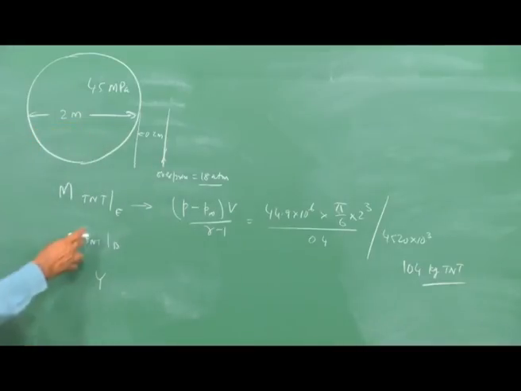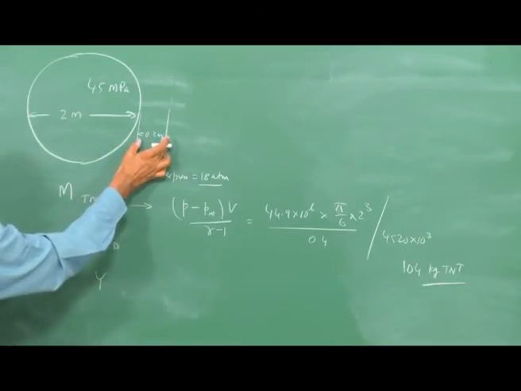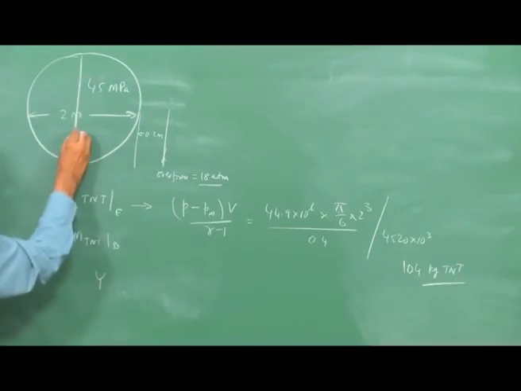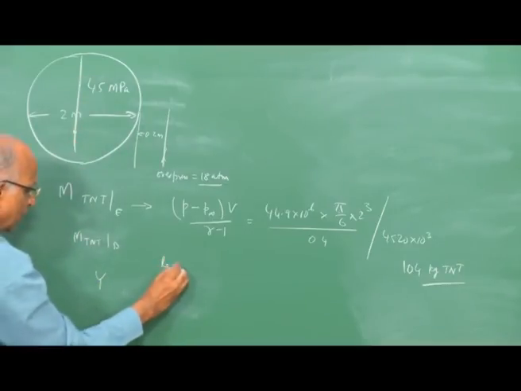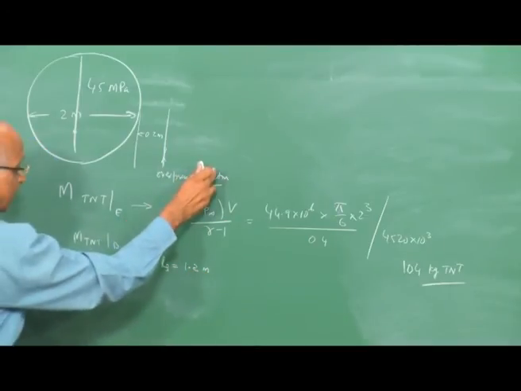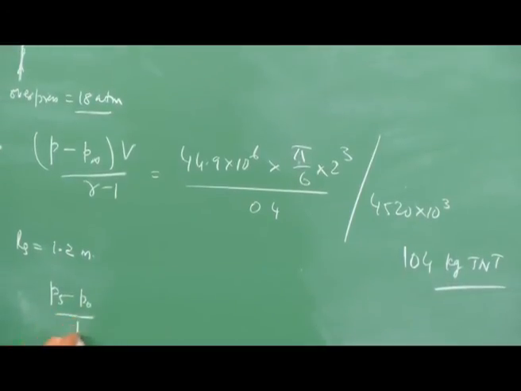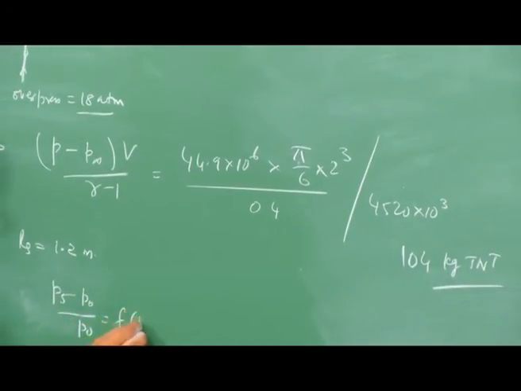Now I have to calculate the effect of the blast, and what do I do? I do a similar exercise, namely at a distance of 0.2 meters away. Now my center is over here, therefore my Rs is equal to 1.2 meters. I know the overpressure is 18, therefore I have the relation between Ps minus P naught divided by P naught as a function of Mach number.